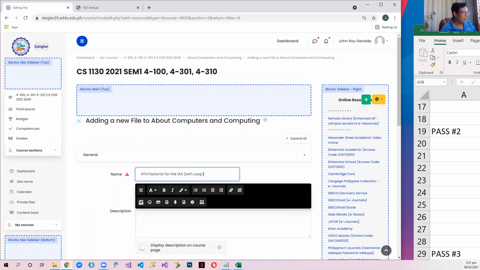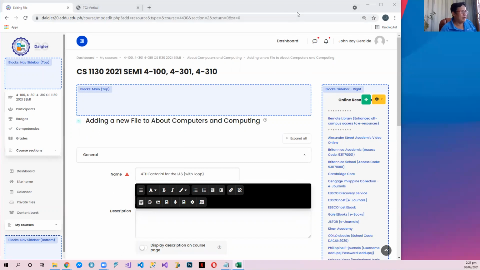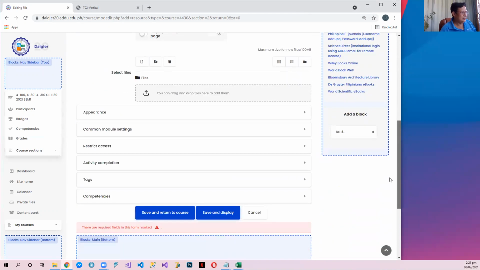What's the advantage of having this loop again? We change the value, it computes the factorial of a different number. Okay.